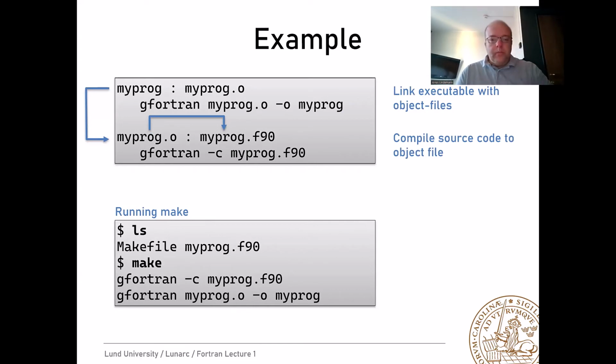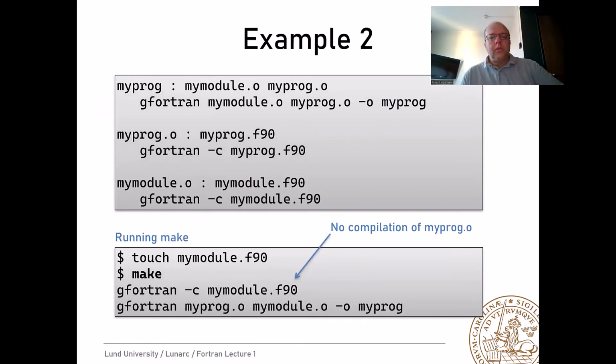So this was the first example. So what if you have multiple source code files? So in this case here, I have myprog and my module, so I have two source code files. One is my module, and the second one is the main source code file. To build this, you see myprog now depends on my module and myprog.o, to link them together, and then I have one rule for each O file.